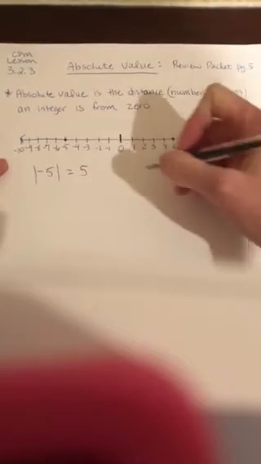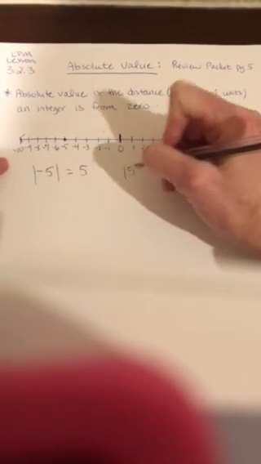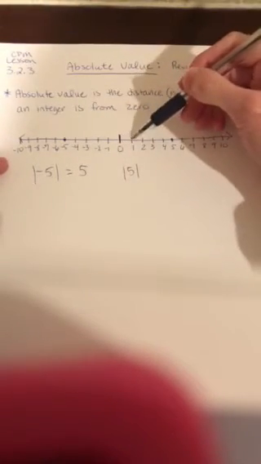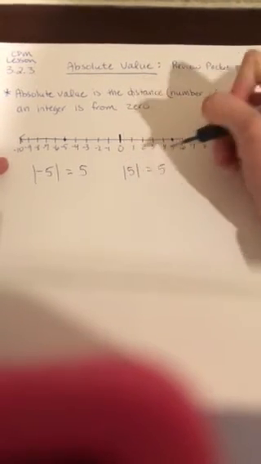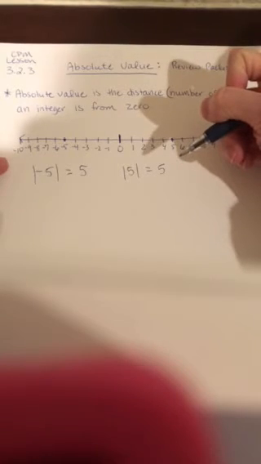So if we have -5, or the absolute value of -5, how many units from 0 is it? 1, 2, 3, 4, 5. And we're not counting the negatives, it's just the distance from 0, the exact same as 5. So the absolute value of -5 is 5. And the absolute value of +5, also 5 units from 0, 1, 2, 3, 4, 5, is 5. So you're going to find that when you do absolute value, it's always going to be positive, actually.